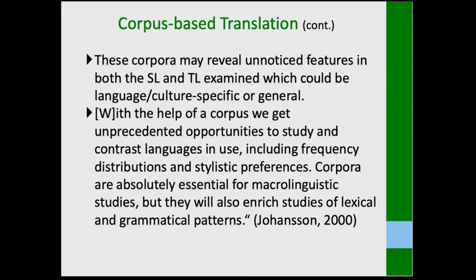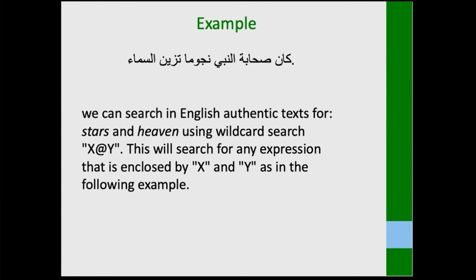I'll give you something, and this could be theoretical, but let me talk about something I use practically. I have got that sentence, which you can see, كان صحابة النبي نجوما تزين السماء. You can search for every single word in dictionaries. You can search, you can translate, use Google. It's up to you. But what I did, I used a concordancer. I used some texts which I think are reliable, authentic. And I wanted my translation to be more authentic. And also I wanted to make it literary, I use a literary style.